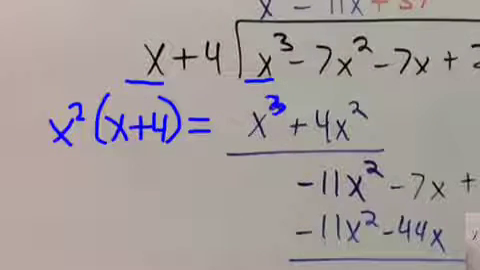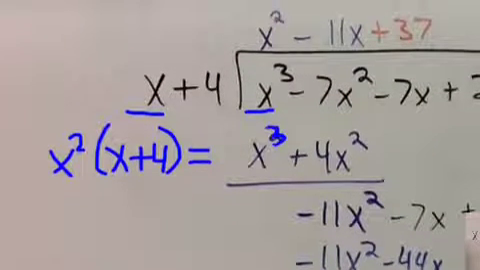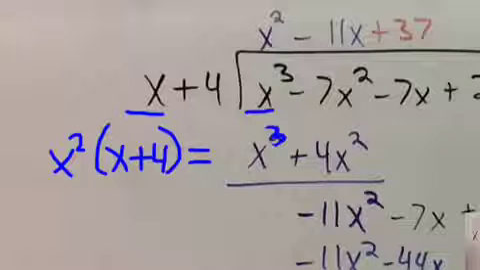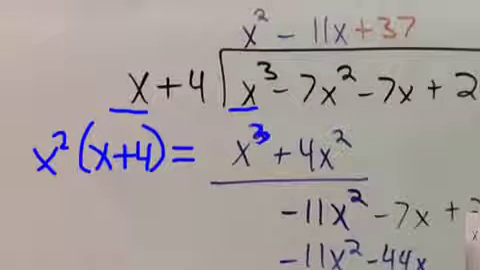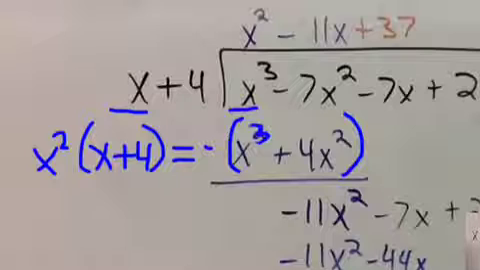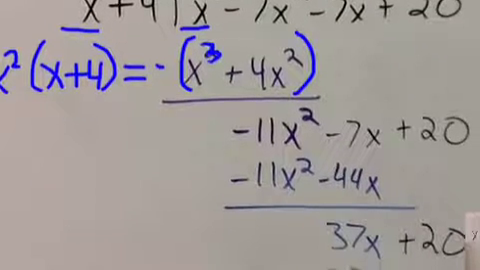Now when you use the distributive property, x squared times x plus 4, you get x cubed plus 4x squared. X squared times x is x cubed, and x squared times 4 is 4x squared. And now you're doing the subtraction. You subtract this from the x cubed minus 7x squared, so the x cubed minus x cubed cancel each other out.